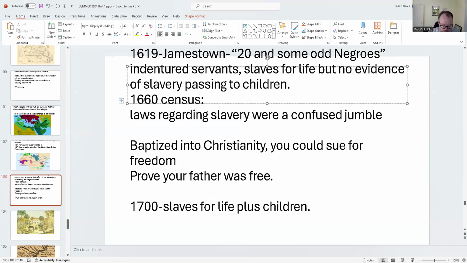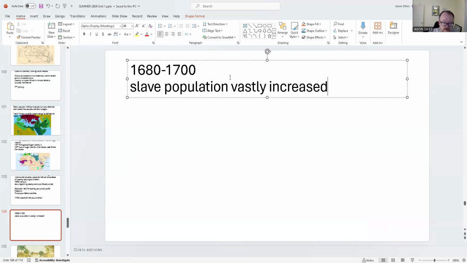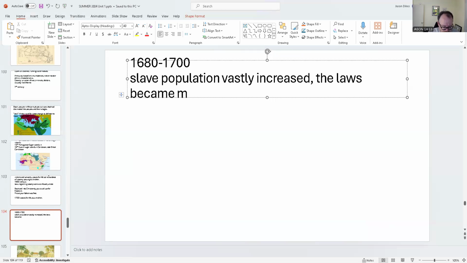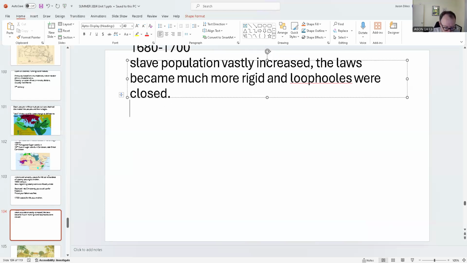The pivotal reason for that, from about 1680 to about 1700, the slave population vastly increased. Okay. And so as more and more Africans were being brought to the Americas, the laws became much more rigid and loopholes were closed. Why did the slave population increase?